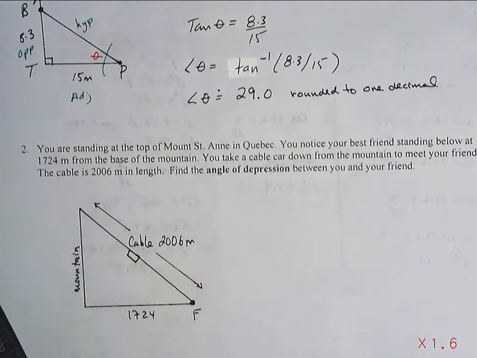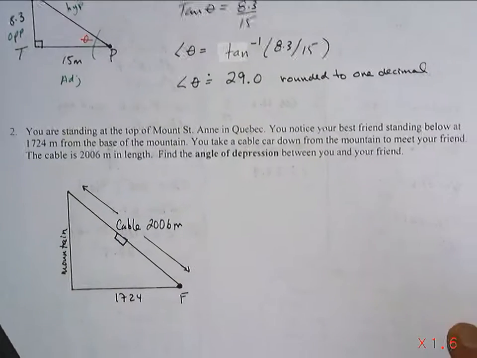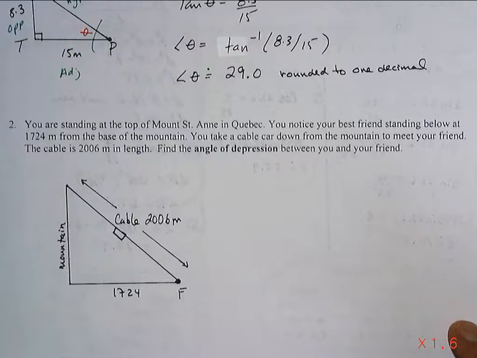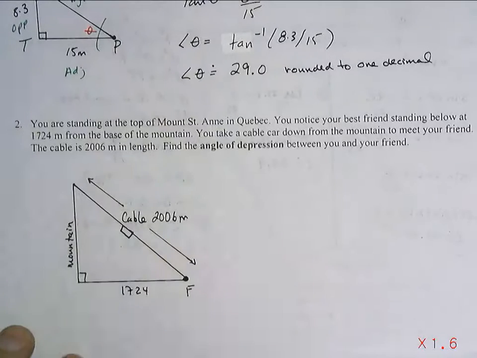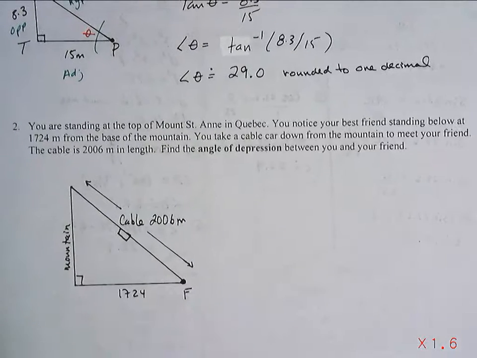So, notice I took all the information about what's going on and I made a triangle out of it. You know you have to make a triangle. So build a triangle out of it. I know that's a weird cable car to be standing in, isn't it? You'd be sort of slid over to one side. So maybe it wouldn't quite be like that. But you understand what's happening. We have a 90 here. What are they asking for? Find the angle of depression between you and your friend.